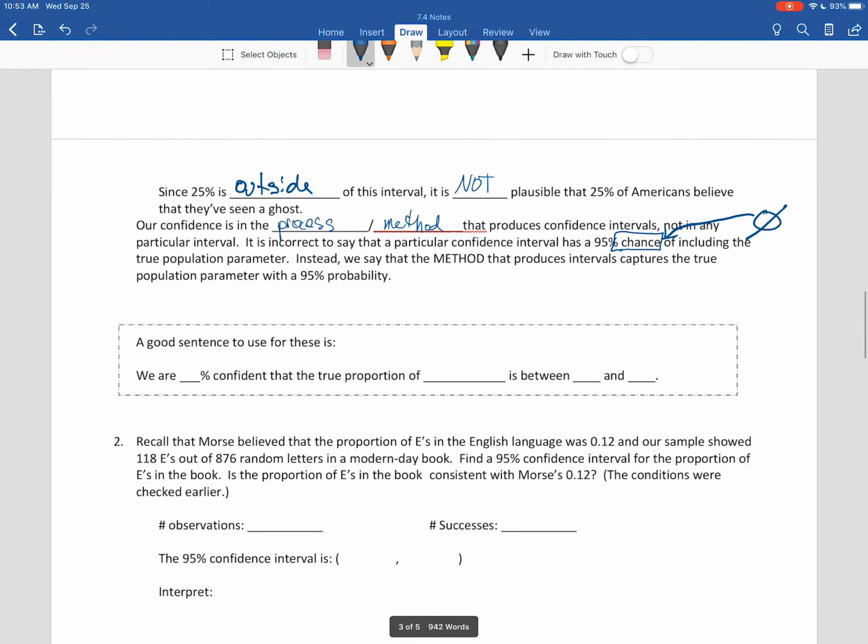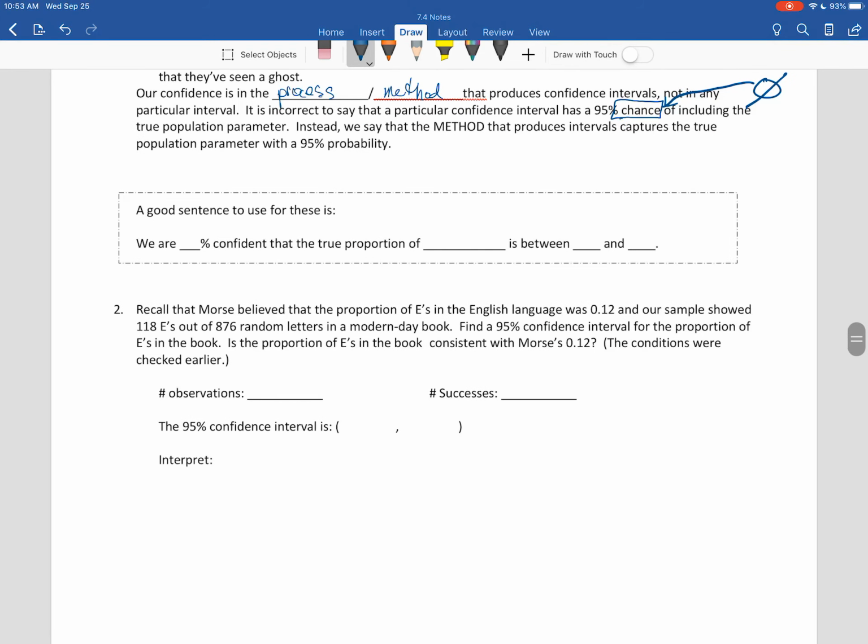So your good sentence to use for these is to say, I am so much confident, whatever level it is, 90, 95% confident that the true value of whatever it is we're talking about is between these two values. That's what we want to say. So it's the confidence that we have. It's not a chance.